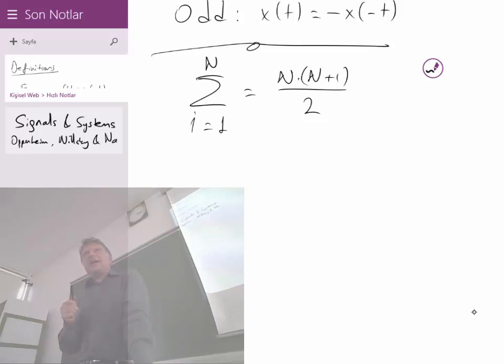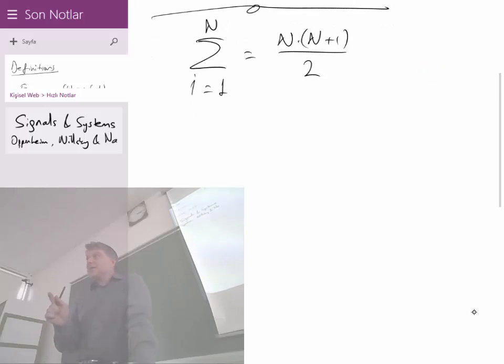But I want to show you how you can prove it by induction as well. For example, let's see if it works for 1. From 1 to 1, there is a single element, and that is 1. And its summation is 1. Is this formula valid for capital N equal to 1? It's 1 times 2 over 2. So it's 1, that's a check.